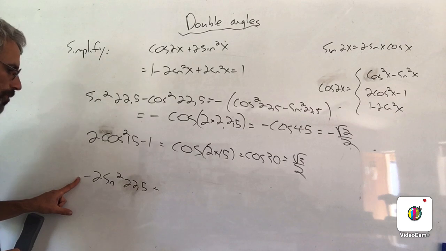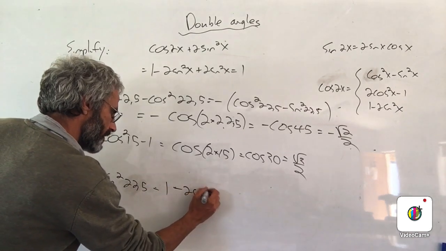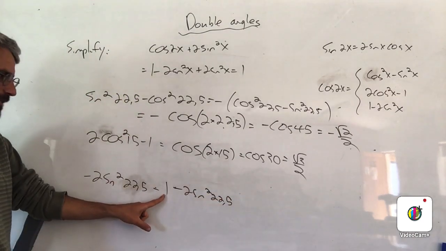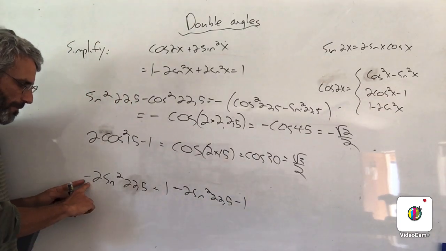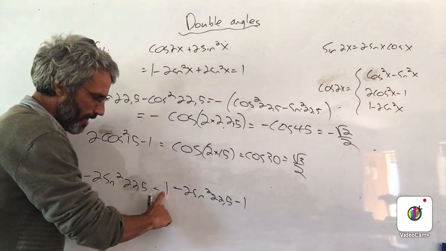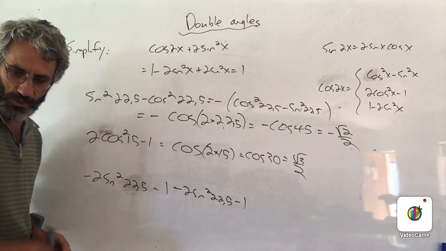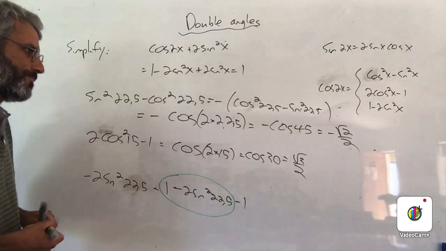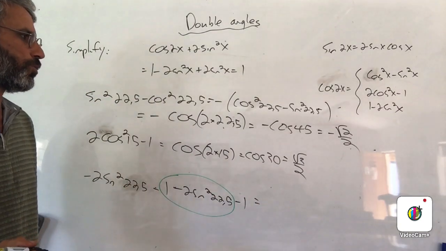When I don't have the 1, I can just add it, on condition that if I've added that plus 1, I must minus it afterwards. You can all agree that I can add plus 1, then a minus 1, and I didn't do anything. Because this thing I know I can replace with what? Let's go in one step. What is 1 minus 2 sine squared 22.5?